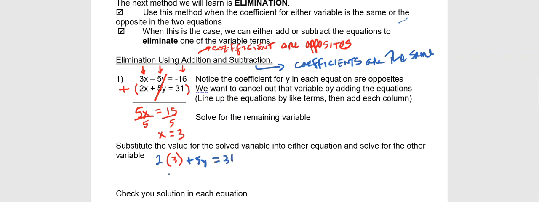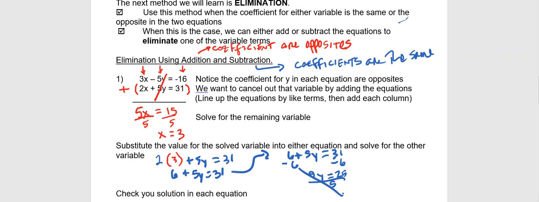Let's see, what is 2 times 3? 2 times 3 is 6, plus 5y equals 31. Now I'm running out of room, so I'm just going to carry this up here. 6 plus 5y equals 31. This is the two-step equation I can simply solve for. So I can first subtract the 6 on both sides, and I get 5y equals 25. And then I can divide by 5, and I get y equals 5.